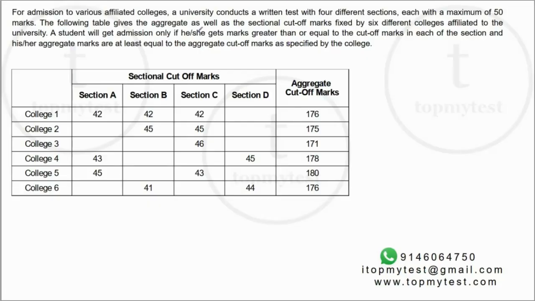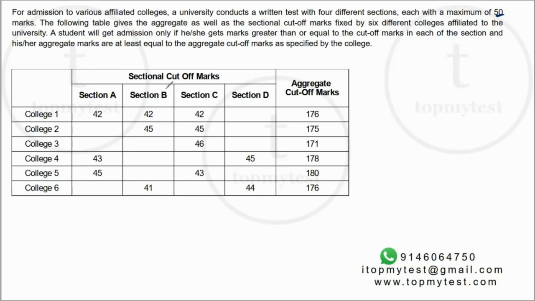So the question says, for admission to various affiliated colleges, a university conducts a written test with 4 different sections, each with a maximum of 50 marks. The following table gives the aggregate as well as the sectional cutoff marks fixed by 6 different colleges affiliated to the university. A student will get admission only if he or she gets marks greater than or equal to the cutoff marks of each section, and his aggregate marks are at least equal to the aggregate cutoff marks as specified by the college. So, not a lot of data.